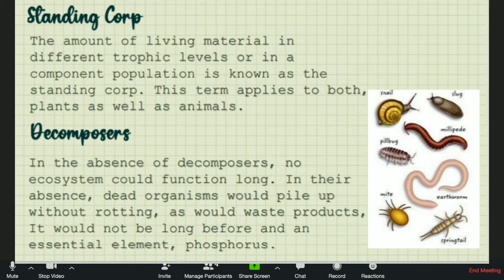Decomposers. In the absence of decomposers, no ecosystem could function long. In their absence, dead organisms would pile up without rotting, as would waste products. It would not be long before an essential element, phosphorus for example, would be first in short supply and then gone altogether. The reason is the dead corpses littering the landscape would be hoarding the entire supply.